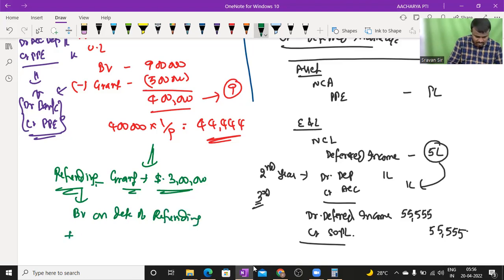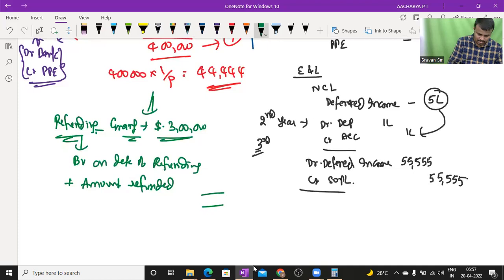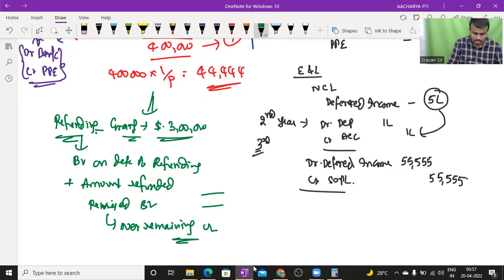Government grant plus the amount refunded is added to the respective book value. The amount refunded is added to the respective book value, and the remaining is the revised book value, and is allotted over the remaining useful life. For example, at the end of the second year, that refund happened.